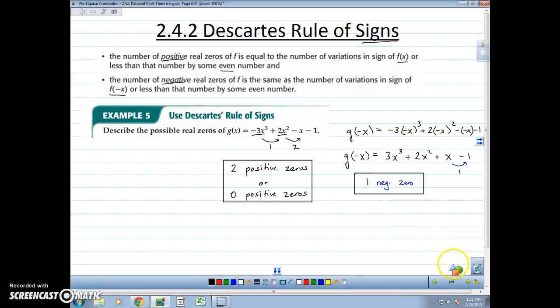So for the practice problems, all you're going to have to do is describe the possible zeros. They're not asking you to find any of them. And so your description will just simply say how many positive zeros, how many negative zeros. This one has either 2 or 0 positive zeros. This one has 1 negative zero. Okay, so let's try these two.